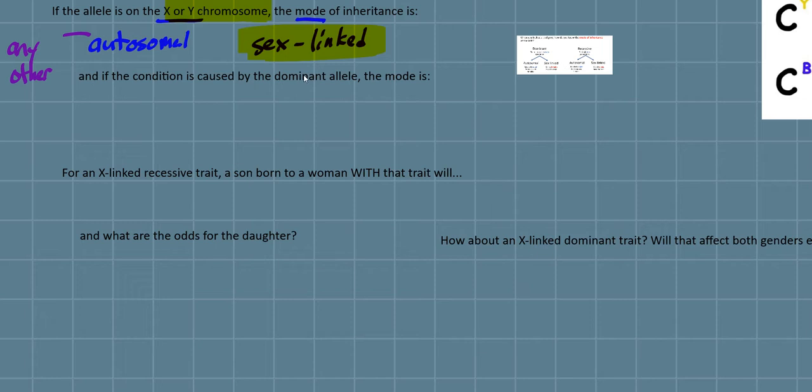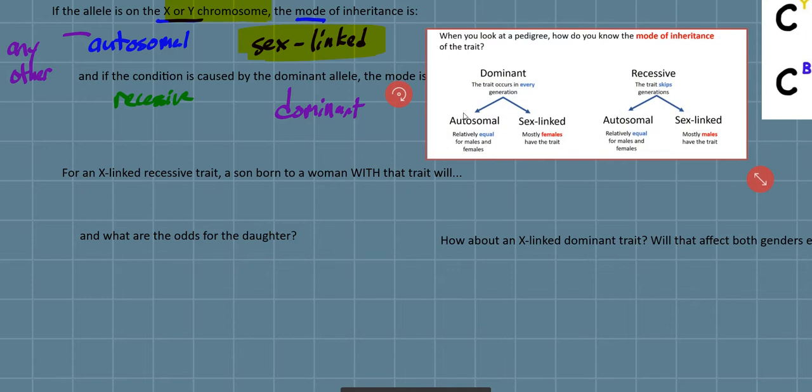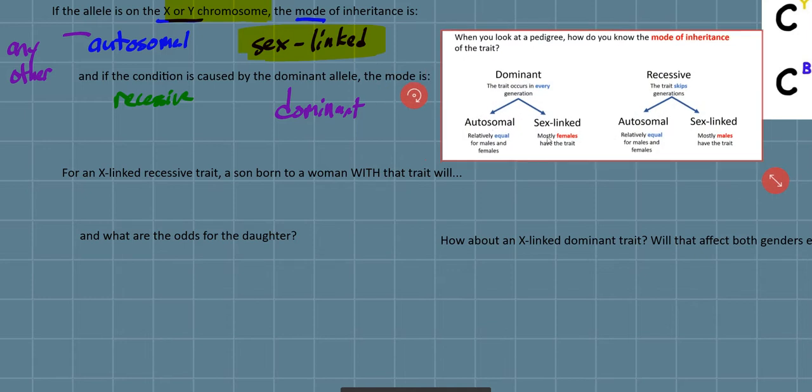If the condition is caused by the dominant allele, then we would call it dominant. And if it was from the recessive allele, we would call it recessive. So there's two things we can talk about, whether they are dominant or recessive, and whether they are autosomal or sex-linked. And anything could be a combination of any one of those.